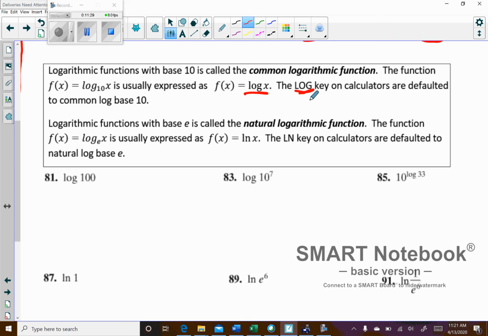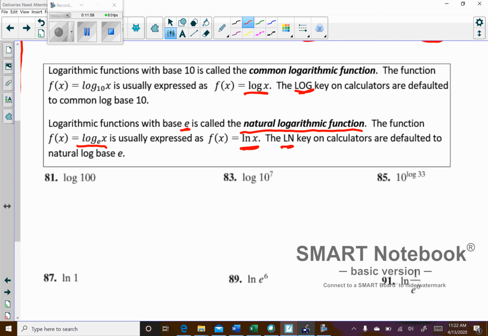Okay. Also, we have another type of logarithmic function with base e. Remember e? That's going to be known as our natural logarithm function. And so once again, instead of writing log base e of x, we do have a shorthand for that, and that's going to be ln. Okay, and that stands for our natural log right there. And yes, there is an ln key on your calculator once again.